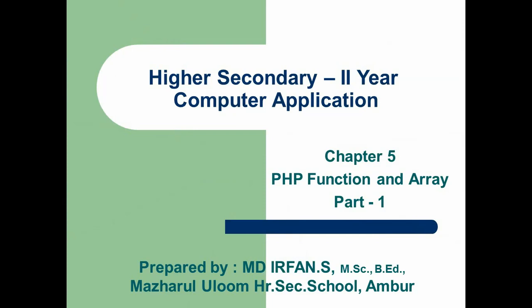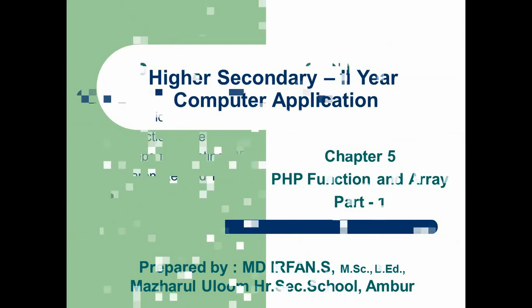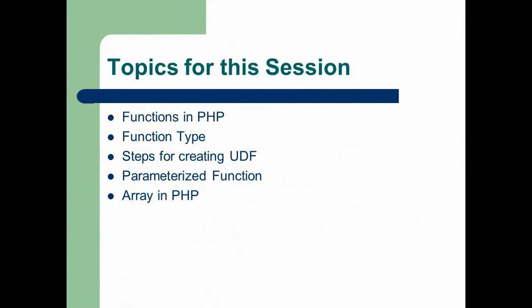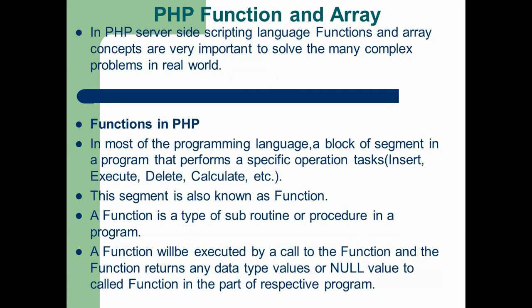Last class we completed chapter 4. Now we are going to start a new chapter, chapter number 5, function and array. In this chapter we are going to understand what is a function in PHP, different types of function, steps for creating a UDF, that means user defined function, parameterized function, and arrays in PHP. So let's start our first class of chapter number 5, function and array.